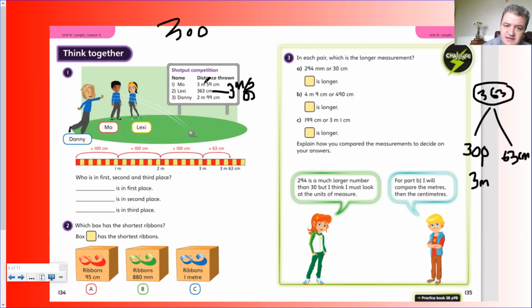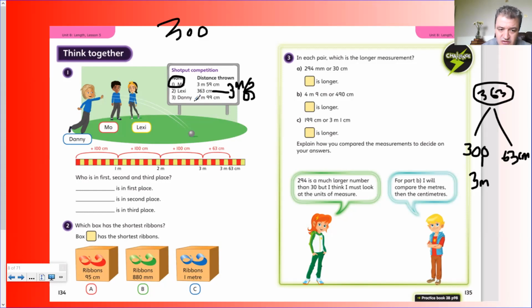Then which is the greatest distance? Mo, 3 meters 59 or 2 meters 99. So second place is going to be Mo. And finally, Danny will be in third place.